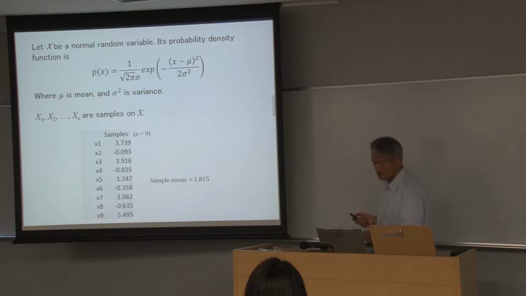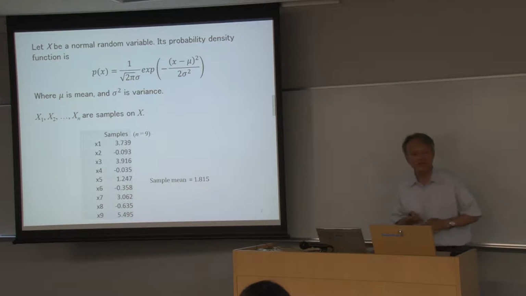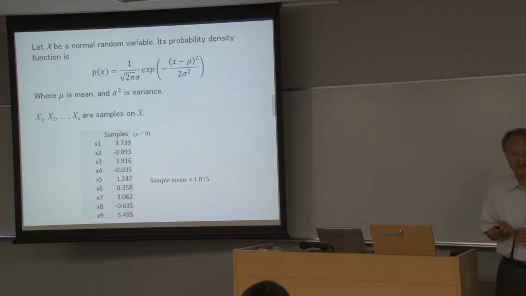So, first, let's start from here. Let X be a normal random variable. Its probability density function follows this equation. This is the equation of the normal density function. And so X is a normal random variable. And here, mu is the mean, and sigma squared is the variance.